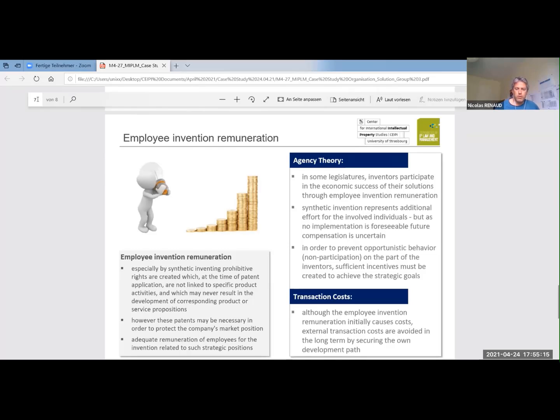So of course there will be internal costs incurred for that. But on the other hand, we are increasing the number of IP rights designed to build up a good market position. So actually the external transaction costs will decrease. So altogether, there's a benefit to doing that. So that's the point for the employees' invention remuneration. Thank you.